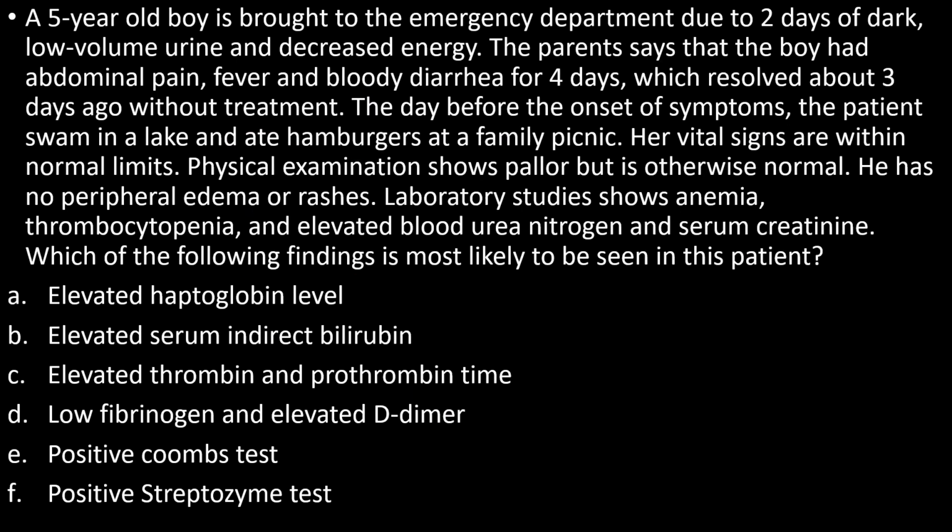A 5-year-old boy is brought to the emergency department due to 2 days of dark, low volume urine and decreased energy. The parent says that the boy had abdominal pain, fever, and bloody diarrhea for 4 days, which resolved about 3 days ago without treatment. The day before the onset of symptoms, the patient swam in a lake and ate hamburgers at a family picnic.